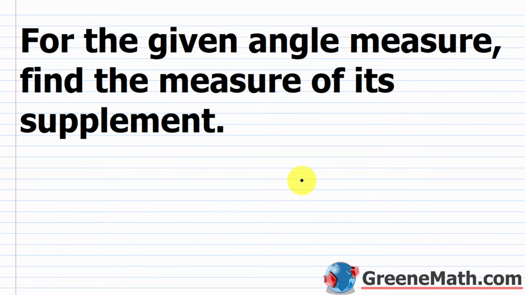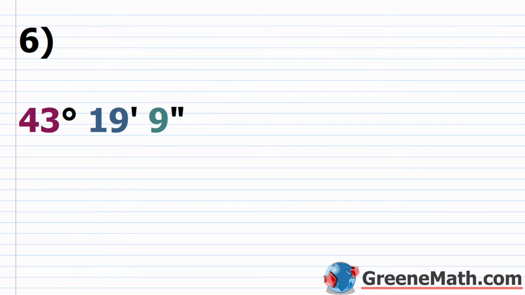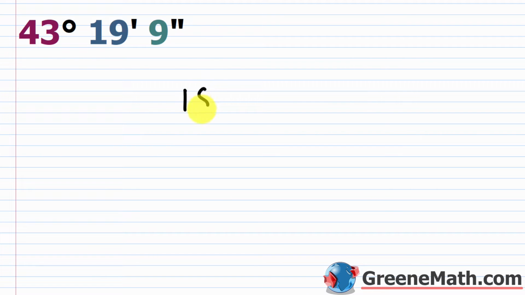All right, for the next problem, we're given this where we say for the given angle measure, find the measure of its supplement. So now when we think about supplementary angles, there are two angles that are positive angles and the sum is 180 degrees. So if you sum them together, you're getting a straight angle. So for problem number 6, we're given 43 degrees, 19 minutes, 9 seconds. So what we'll do is take 180 degrees. We'll subtract away this 43 degrees, 19 minutes, and 9 seconds.